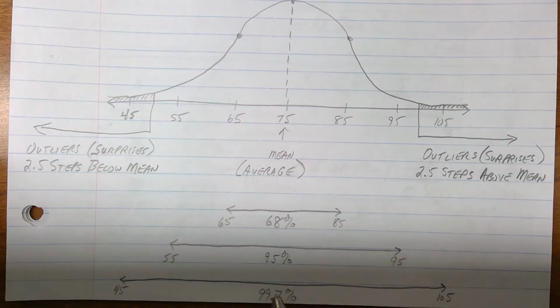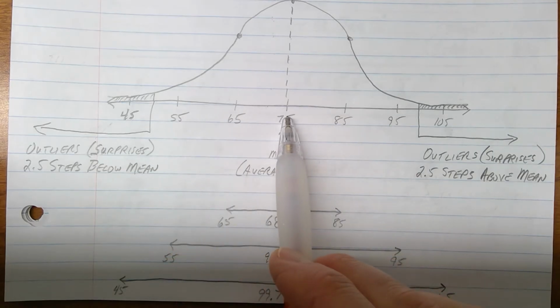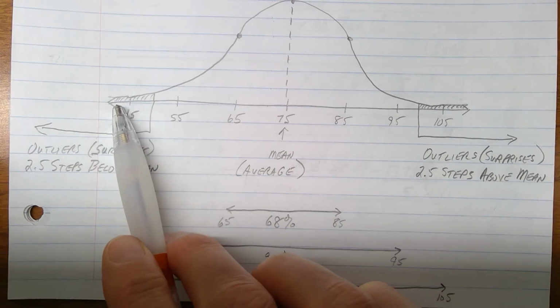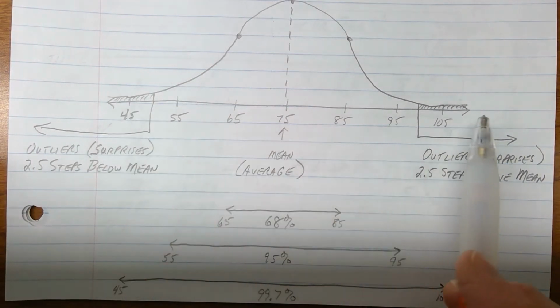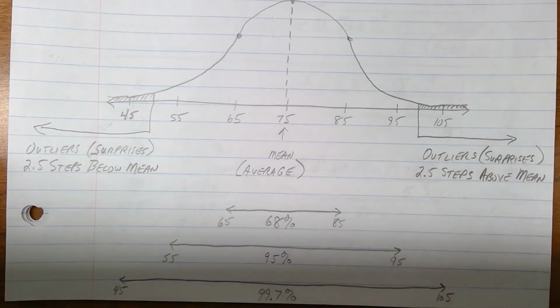997 out of 1,000, we would miss 3 people out of 1,000. But if I'm talking percent, that's out of 100. So 99.7% are within 3 steps of the mean. That's virtually everybody. We just might accidentally have one person outside of -3, or we might have one person outside of +3 steps away from the mean.